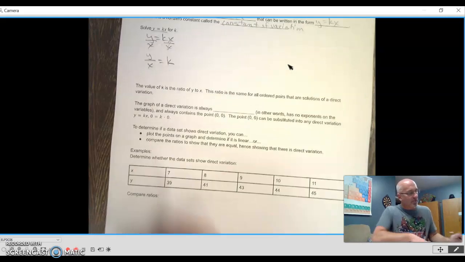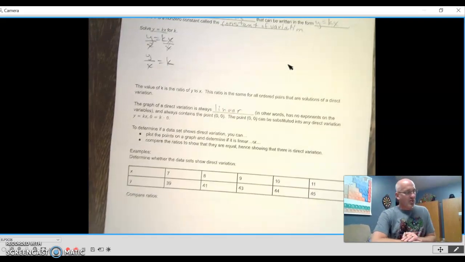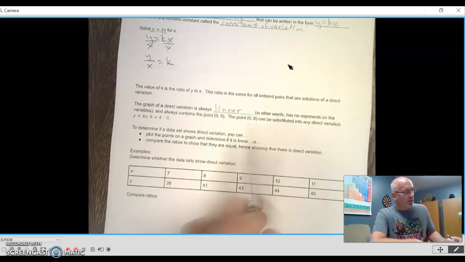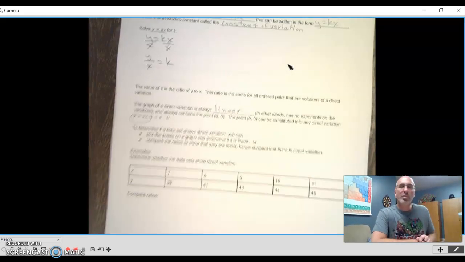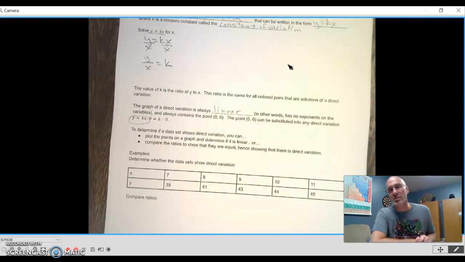And the graph of a direct variation is always linear. In other words, it has no exponents on any of the variables. And it must always contain the point 0, 0. Okay, that's just one of the rules. And as you know, the point 0, 0, we could plug that into y equals kx. If we put 0 in for both x and y, we get 0 equals 0. And we know that's always true. That's why 0, 0 is always part of direct variation.